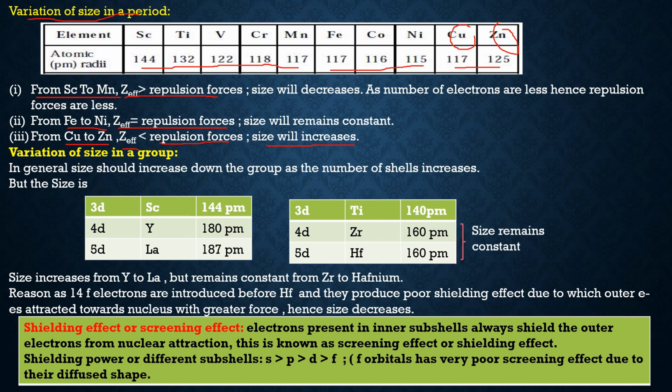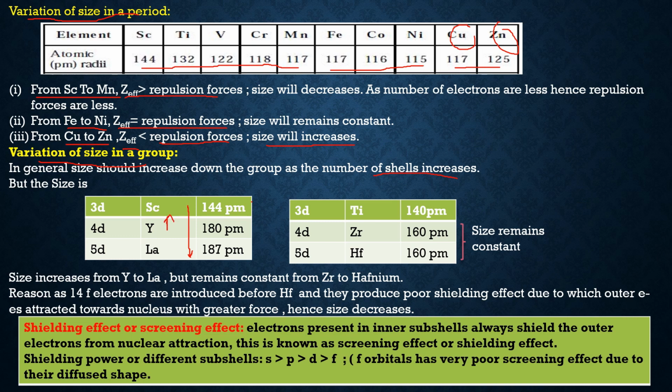Now the variation of size in a group. Normally when we move down the group, the size increases because the number of shells increases. Now I am taking the first element of the 3d, 4d and 5d series, that is scandium, yttrium and lanthanum. You can see they follow the regular trend, that is, on moving down the group the size increases: 144 to 180 and 187.